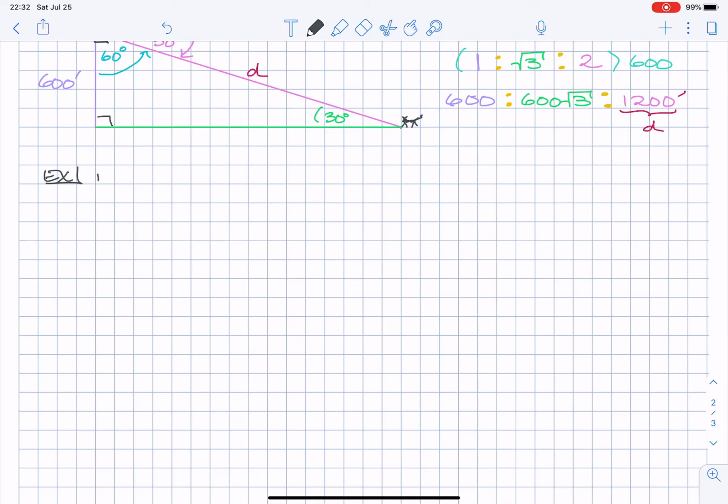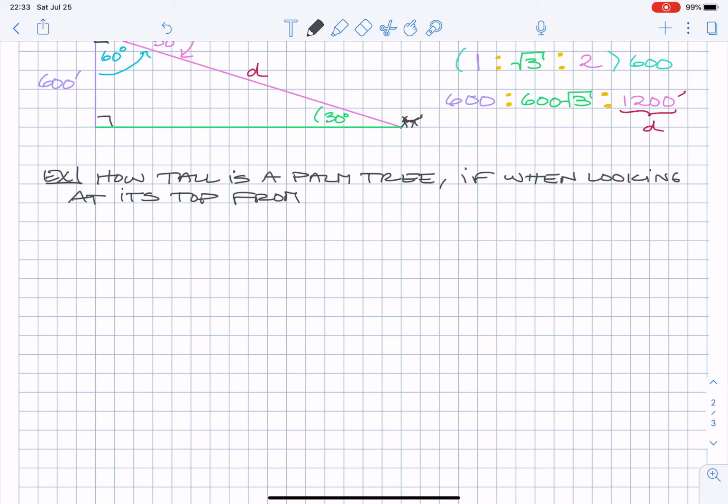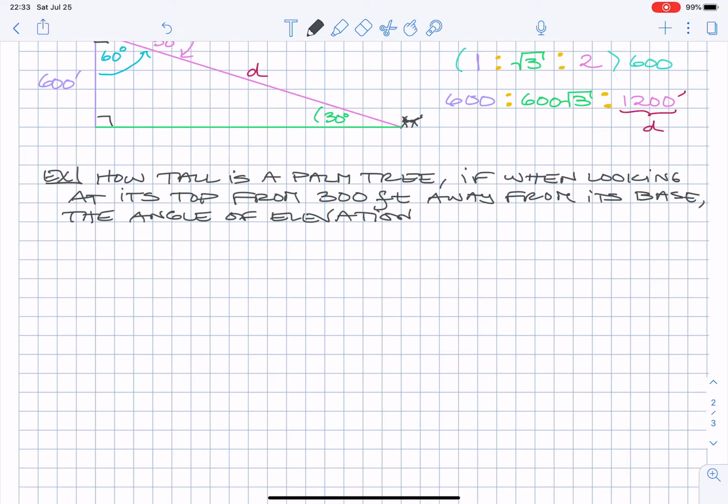Okay, so how tall is a palm tree, if, when looking at its top from 300 feet away from its base, the angle of elevation, meaning I'm looking upwards, is 45 degrees?